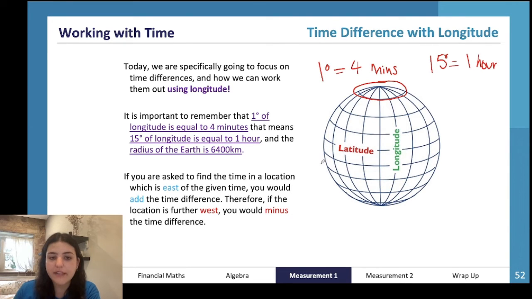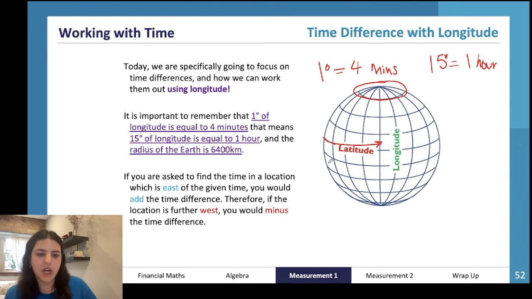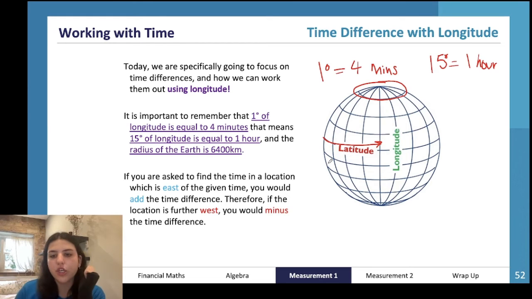We also know the radius of the Earth. So this line is 6,400 kilometers. So if you're asked to find the time in a location which is east, so this way, you would be adding. And if you're asked to find something that's this way, you're subtracting. Think of it as like Australia, which is going to look a little something like this, right? Never forget Tasmania, is here, right?